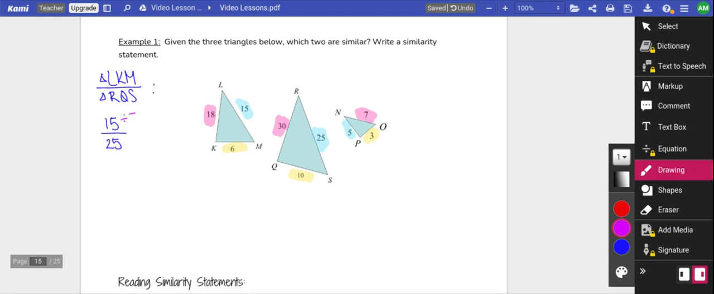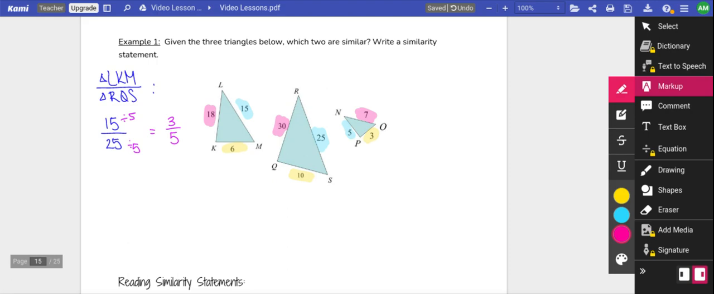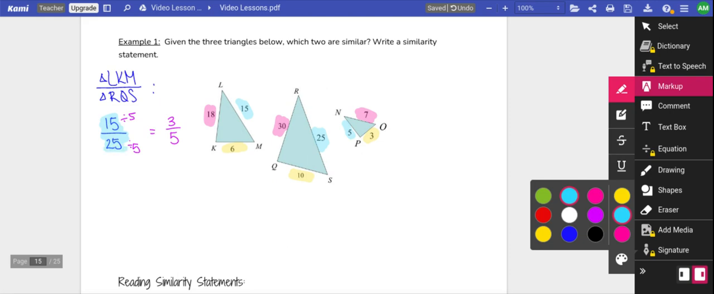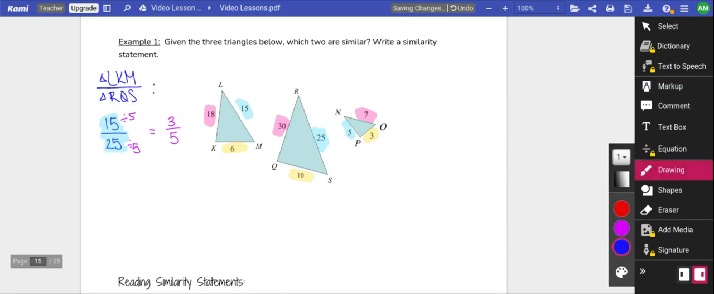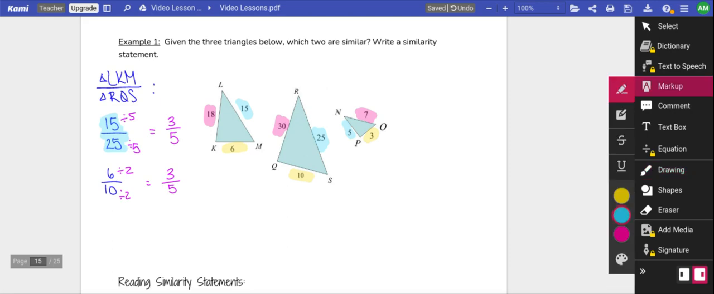Now I can reduce that. They're both divisible by 5, and I get the ratio 3:5. Now let's compare, oh, sorry, that was not the smallest side. That was the medium side of each. Let's compare the smallest now. In the first triangle, it's 6. In the second, it's 10. Those are both divisible by 2, and I get the ratio 3:5.